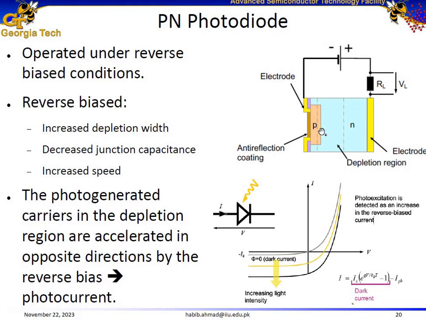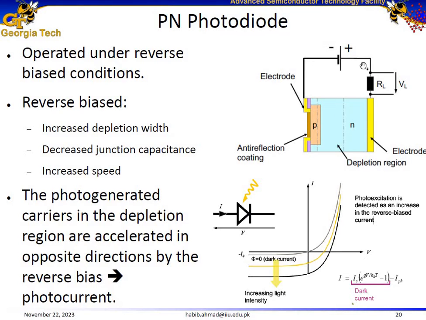We would also like to have an anti-reflection coating on the top layer of the PN photodetector. As I already told you, some of the incident light gets reflected, resulting in loss in quantum efficiency of photodetectors. So the anti-reflection coating actually matches the refractive index of air with the refractive index of the p-type semiconductor, resulting in more absorption of the incoming incident photons, leading to increased efficiency of the photodetector.